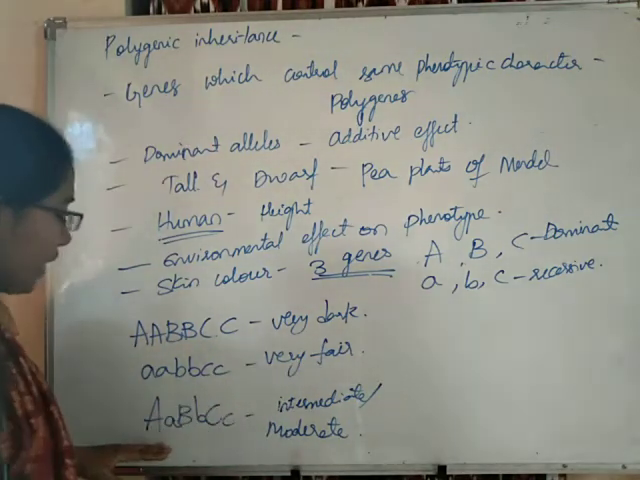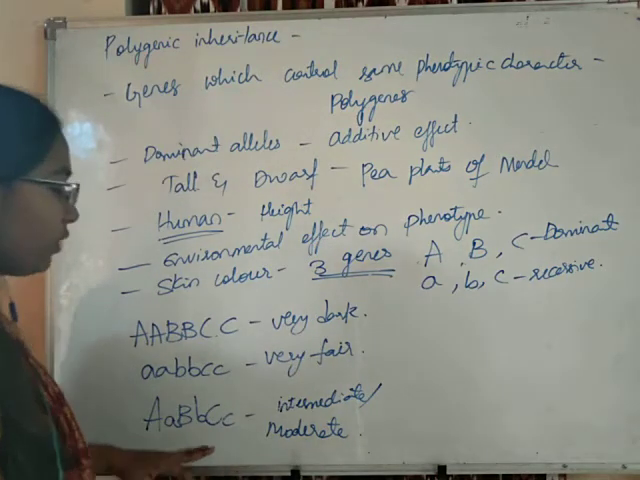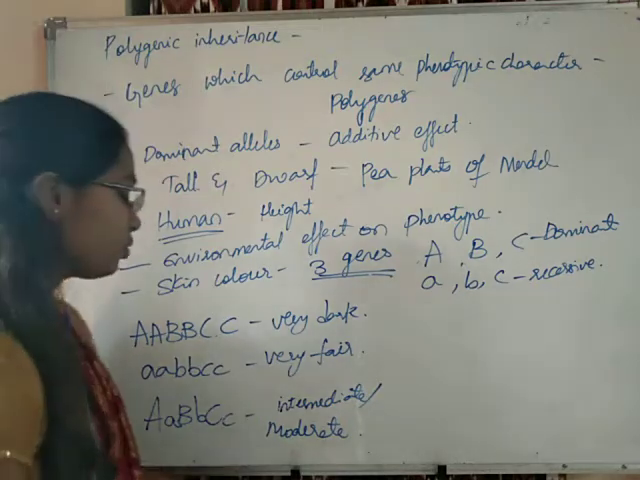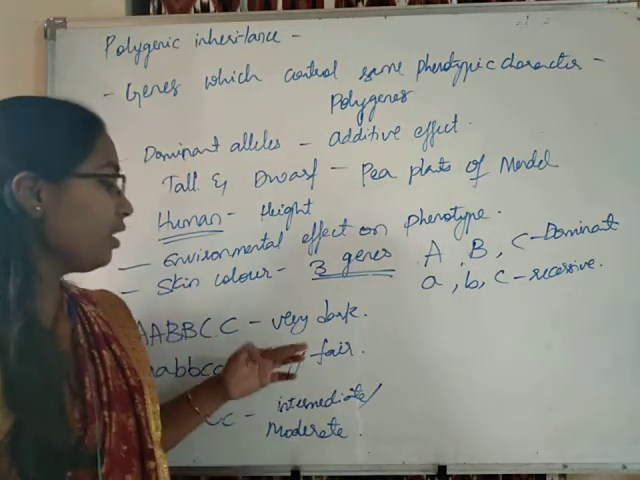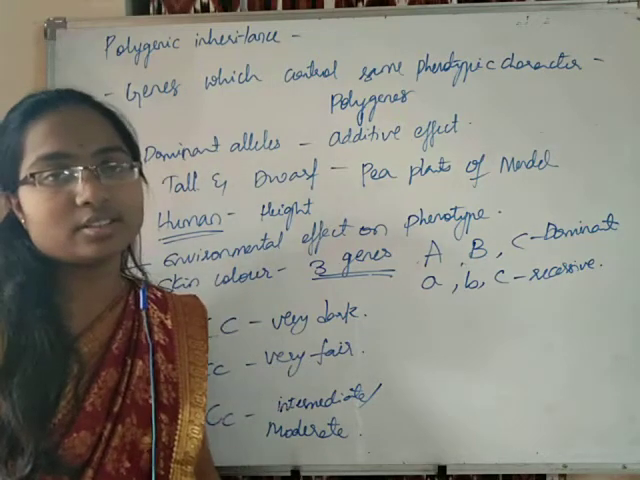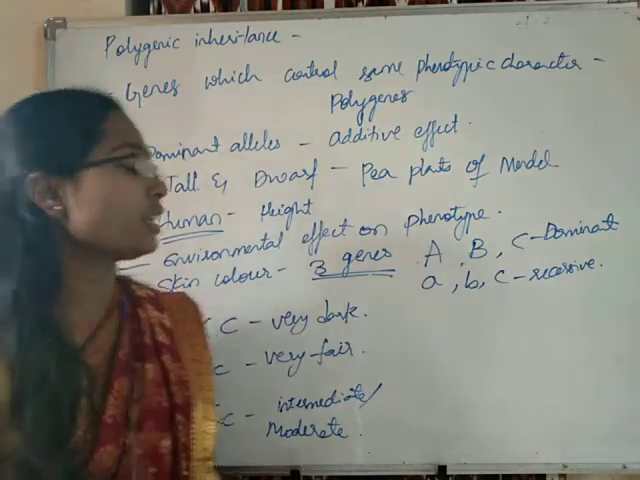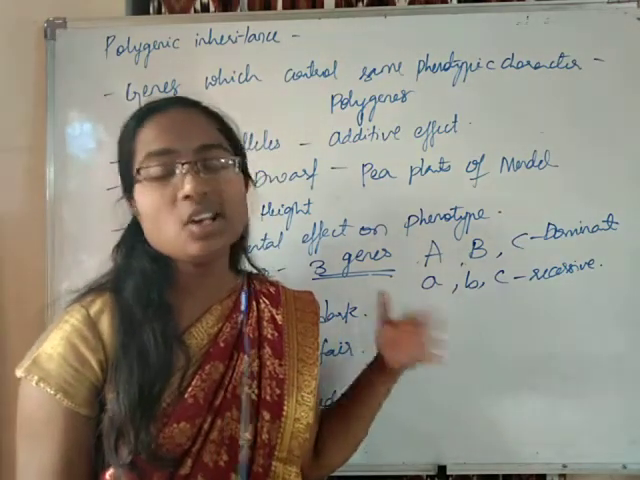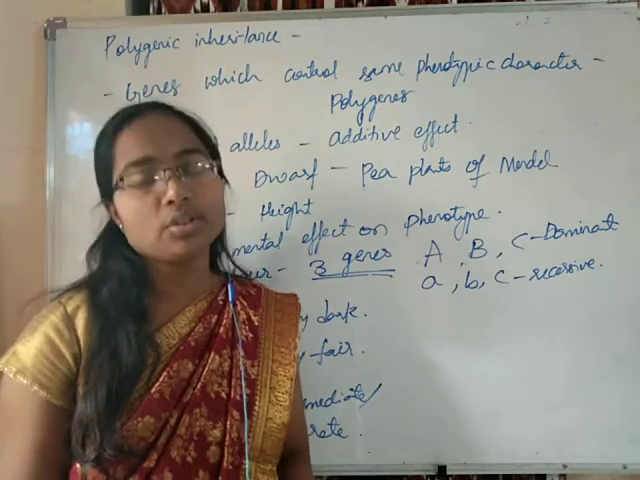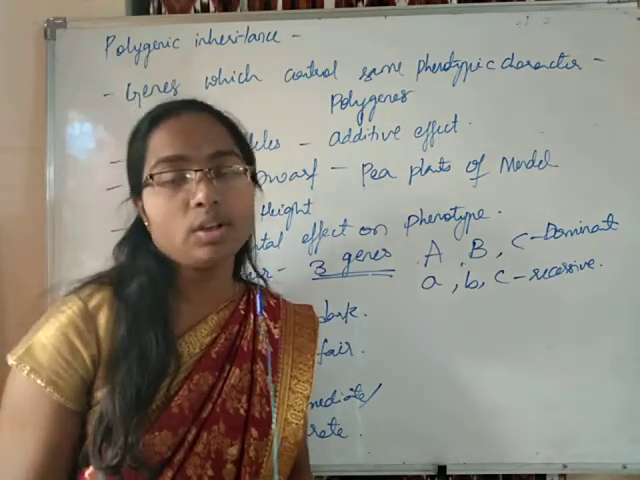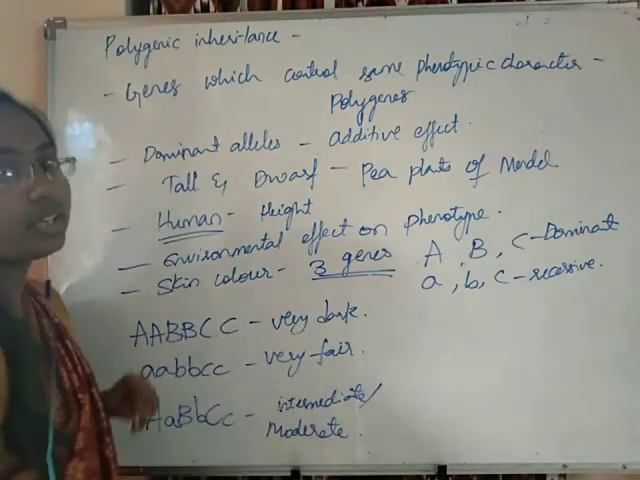If the individual is half dominant and half recessive, completely heterozygous for these genes, then it is going to show a moderate or intermediate color, exactly between very dark and very fair. Different combinations of genotypes are also possible because there are 6 different alleles, and according to the dominant alleles present in them, the phenotypic effect is shown. So this is all about polygenic inheritance.